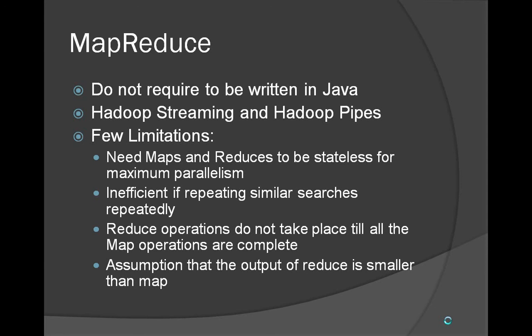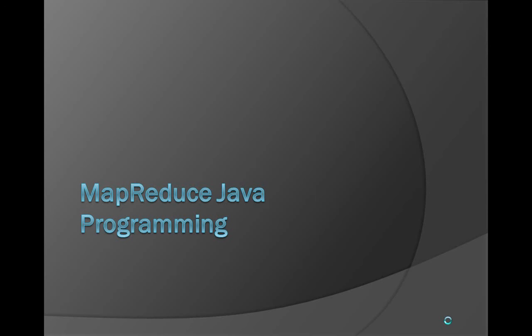MapReduce Java programming. MapReduce Java programming consists of many components, and is straightforward in the implementation. The following programs actually work on version 1.0. The main purpose of this program is to count how many times a particular word appears in a data set.